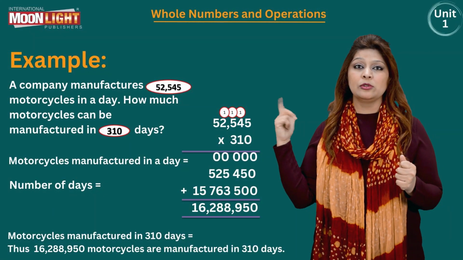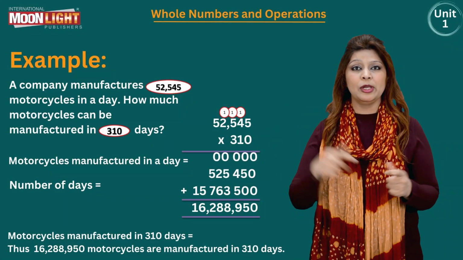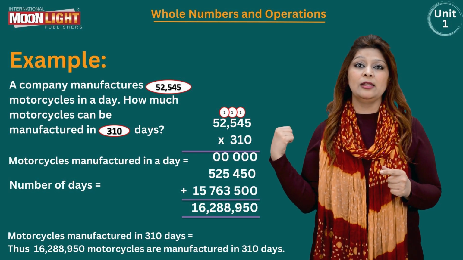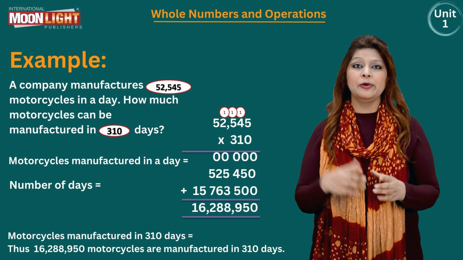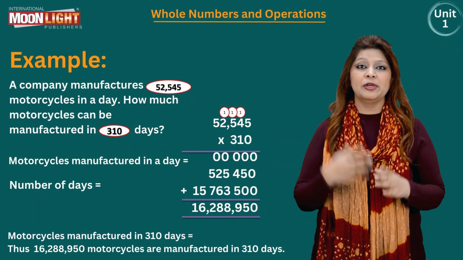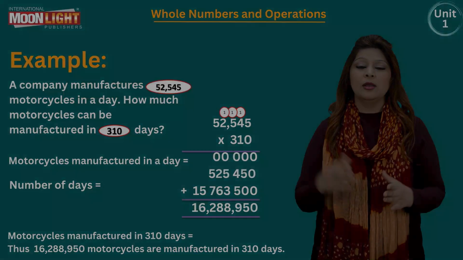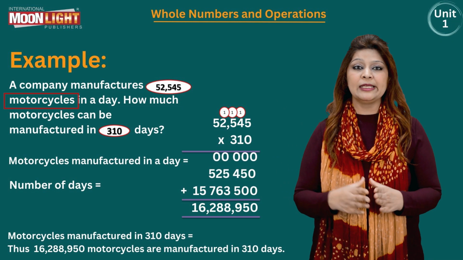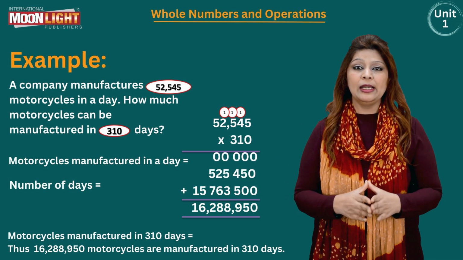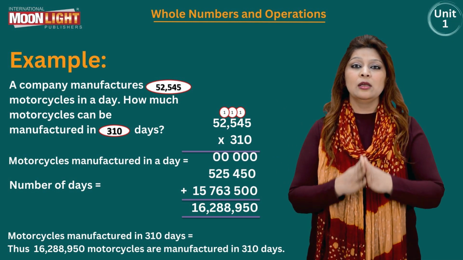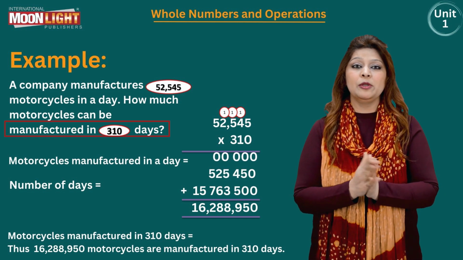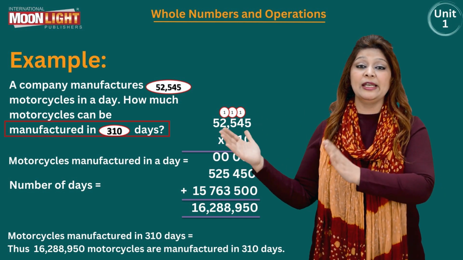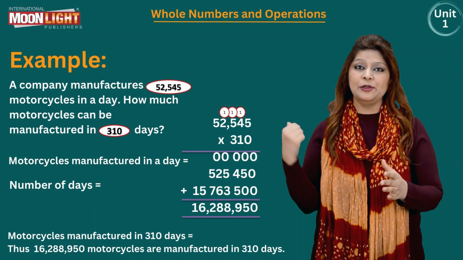So you are just going to circle the numbers first. Then what are you going to do? Underline the question. Then you are going to box the keywords. And here the keywords are manufactures, motorcycles, a day, and manufactured in 310 days. Here the keywords are as I told you.